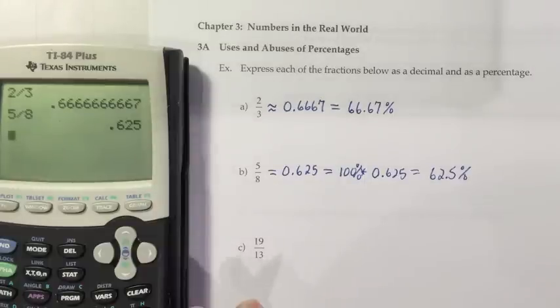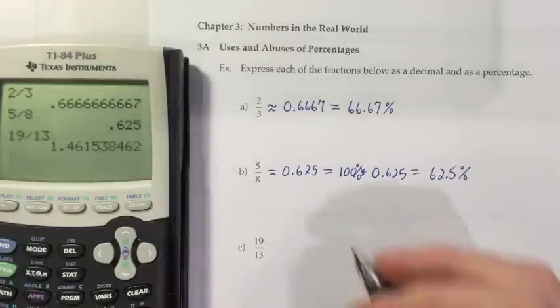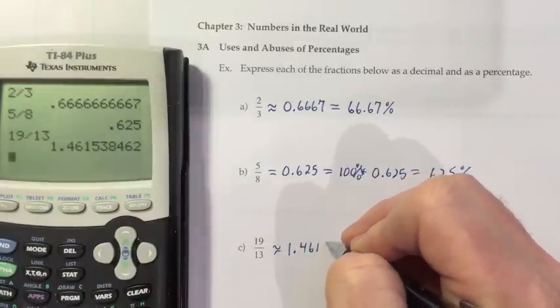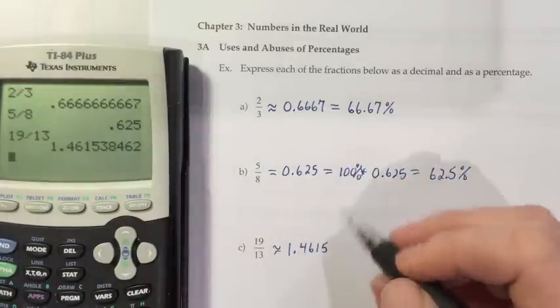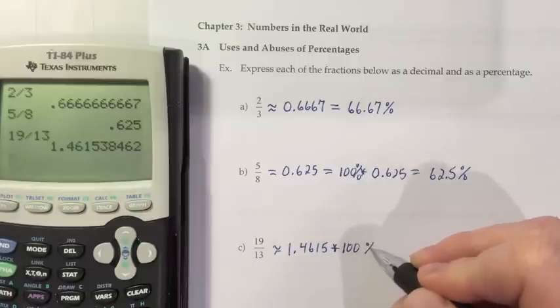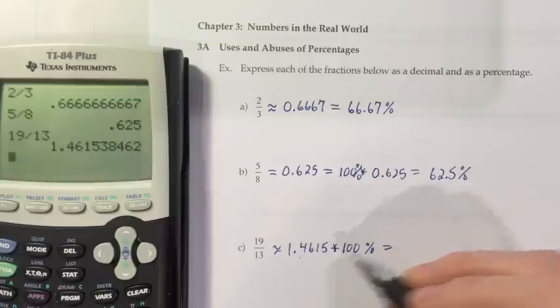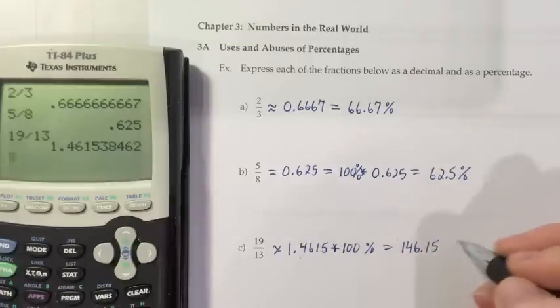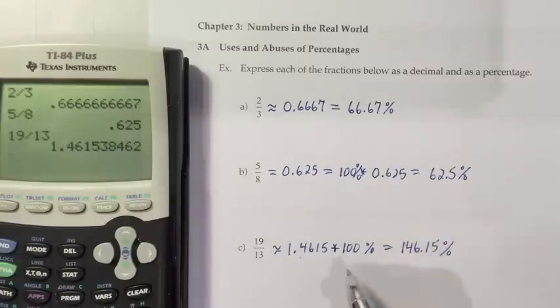So 19/13 is approximately 1.4615. If I do that a little more clearly this time, times 100%. The 100 moves the decimal over 2 spots, so 146.15, and then we also have the percent symbol. Again, 100% is a whole, so when I multiply by 100%, I'm multiplying by 1, not really changing the value, just changing the way it looks.